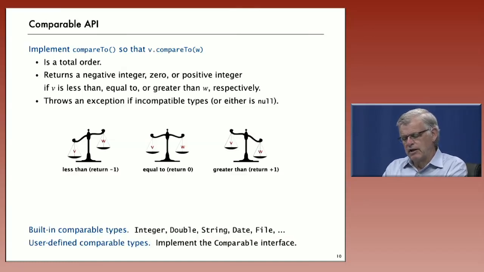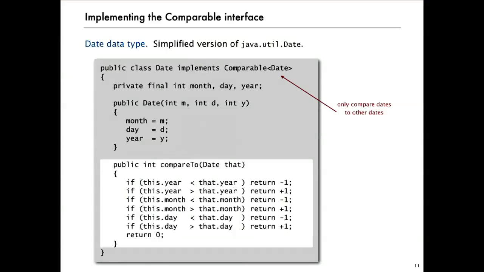Now, if we're going to implement our own type, then we have to go ahead and implement the comparable interface according to these rules. And usually that's fairly straightforward. So here's an example. It's a simplified version of the date class that's implemented within Java, just to show the idea of implementing comparable. So after the class declaration, we write implements comparable, and then we fill in the generic with the same type because we're only going to compare dates to other dates.